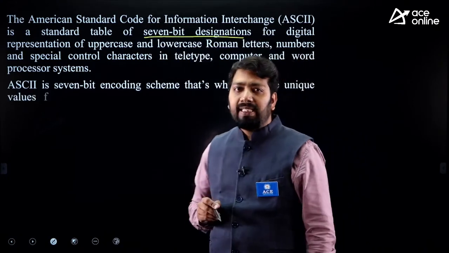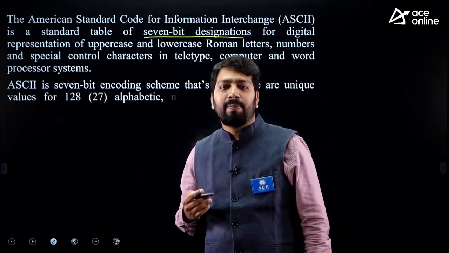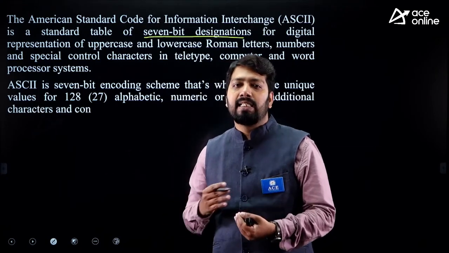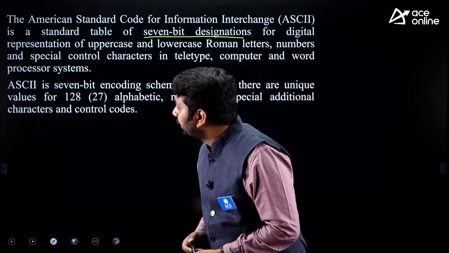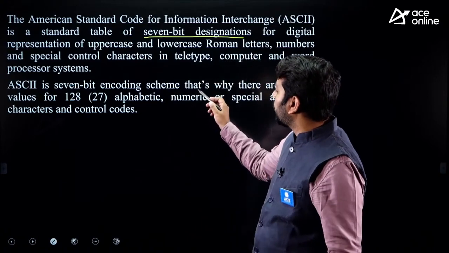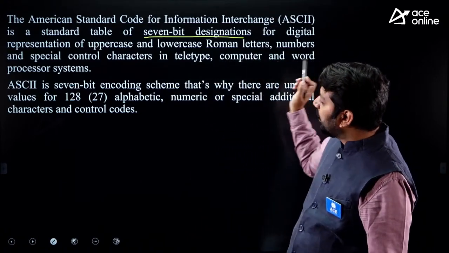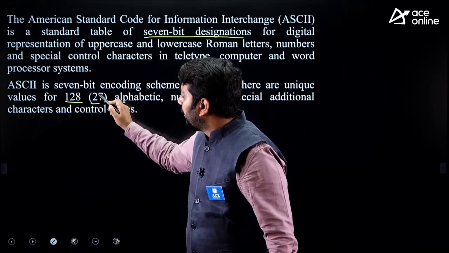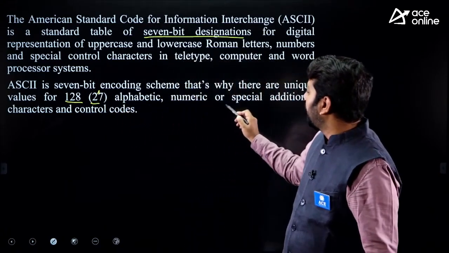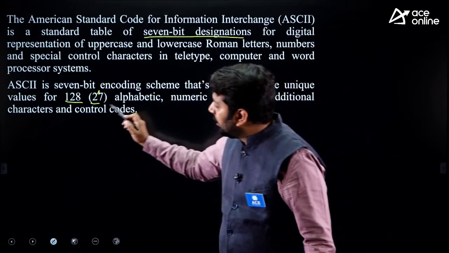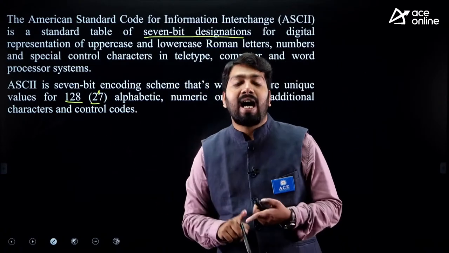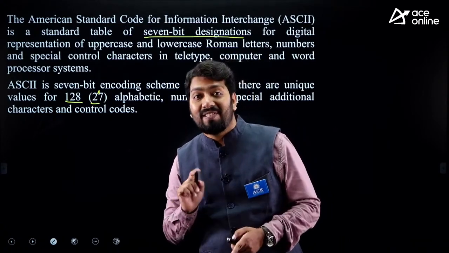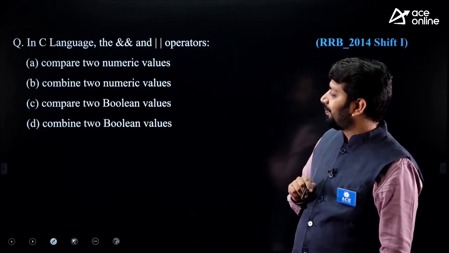That means we can represent 2 power 7 different characters, letters, numbers, etc. So ASCII is a 7-bit encoding scheme. That's why there are unique 128, or 2 power 7, alphabets, numbers, special symbols and control codes used as characters. What is the size of the character set? 2 power 7. Okay.